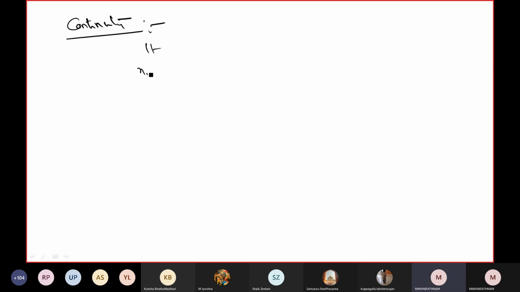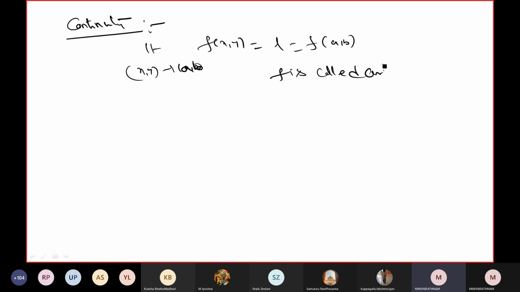Continuity means, limit of f(x, y) as (x, y) tends to (a, b) is L, and if L is equal to f(a, b), then f is called continuous. Same as single variable. For a single variable we say f of a, here we say f of (a, b). So check the continuity of, write down the example here.